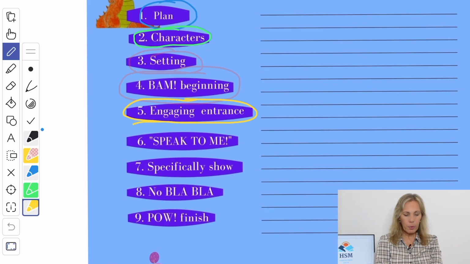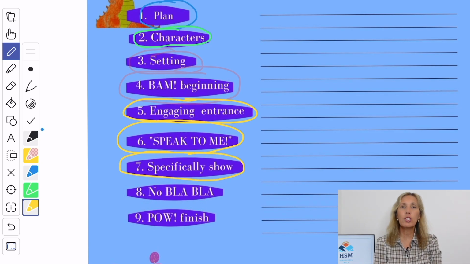And then we're going to put speak to me. We're going to work out how to include dialogue into your writing. Specifically show. So you're going to specifically show the events, the scenery, the setting, the characters. You're going to show and visualize for the reader the exact images that you want to put into your story.